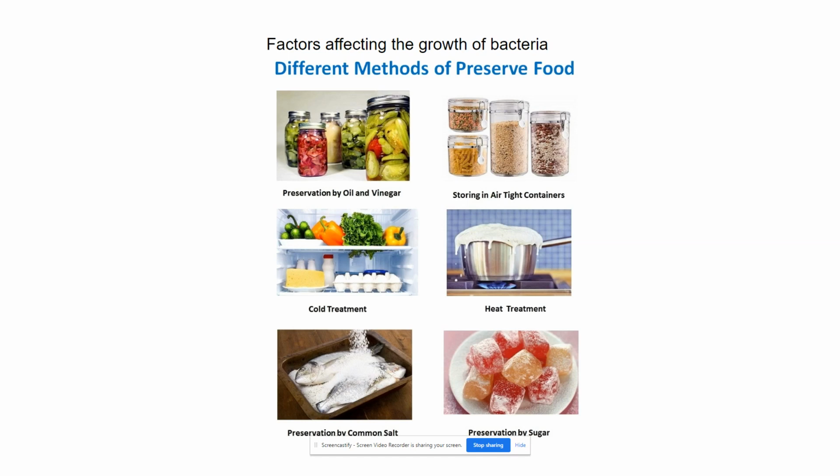And adding salt and sugar to foods. This is your external solute concentration, drawing water out of the bacterial cells and killing them. So in exams, make sure that you say you draw water out of the bacterial cells and don't say you draw water out of the food.